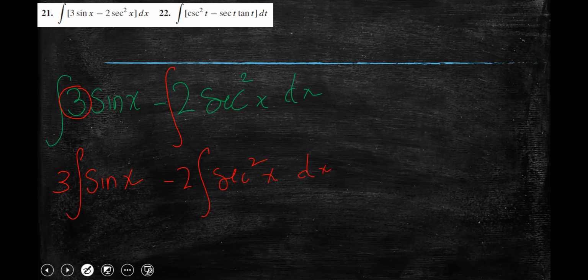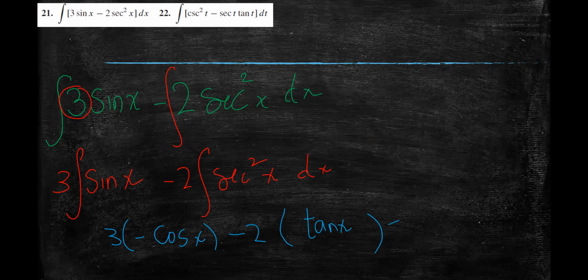Now, what's the integration of sine? Negative cosine, thank you. So I will say 3 times negative cosine x minus 2. What's the integration of secant squared? Tan x, plus c. So it can be written as negative 3 cosine x minus 2 tan x plus c.